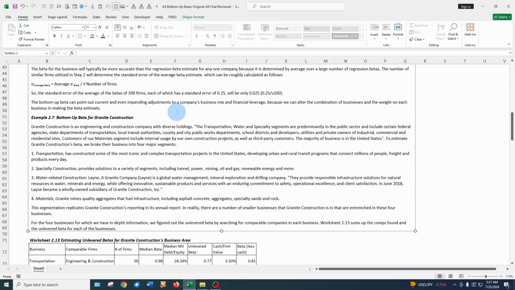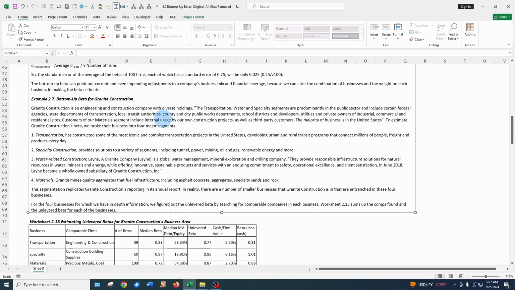The bottom-up beta can point out current and even impending adjustments to a company's business mix and financial leverage, because we can alter the combination of businesses and the weight of each business in making the beta estimate. Bottom-up beta for Granite Construction.